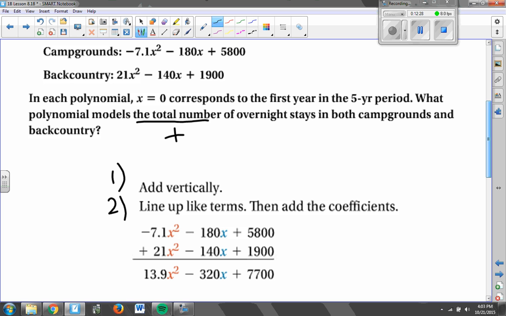Negative 7.1x squared plus 21x squared. If you did that on a calculator, we'd get 13.9x squared. Negative 180x and negative 140x, if you put together those two negatives, we're already negative, going further in the negative, we get negative 320x. And then positive 5800 plus positive 1900 gives us a positive 7700 right there. Okay? So this would be our answer to the addition for those two polynomials. We have an x squared piece, an x piece, and a constant piece as well.